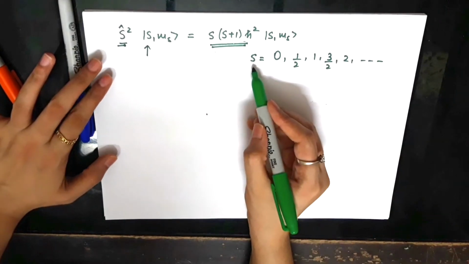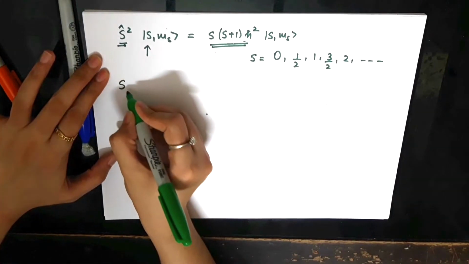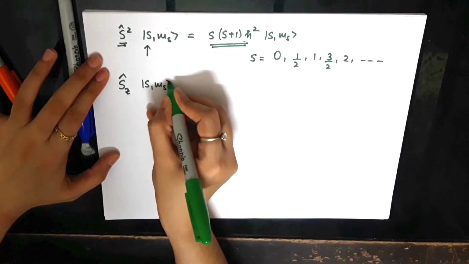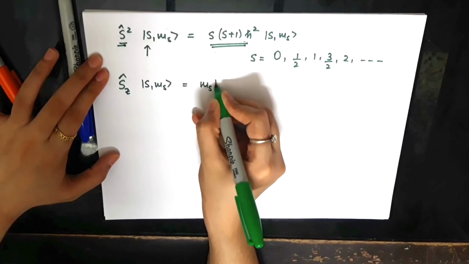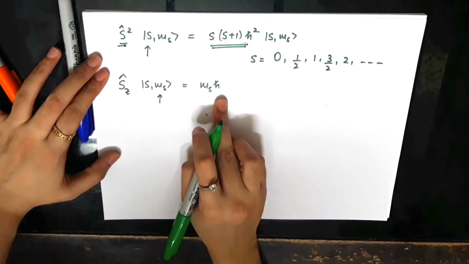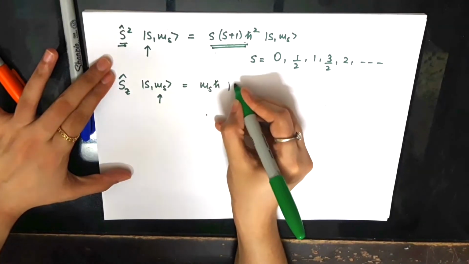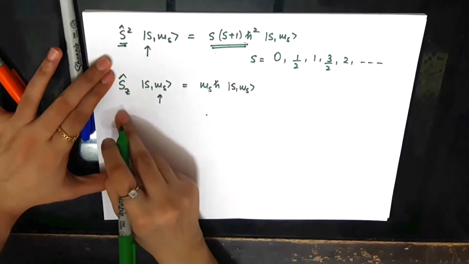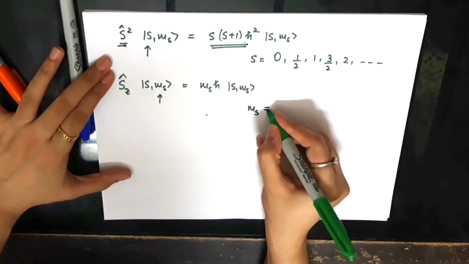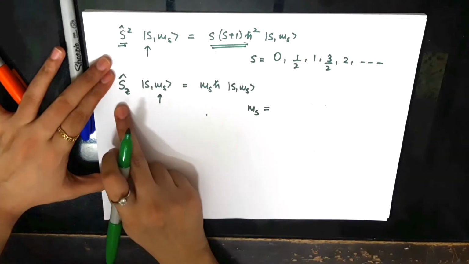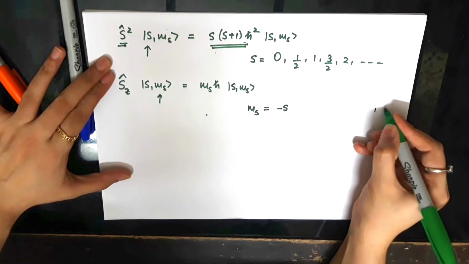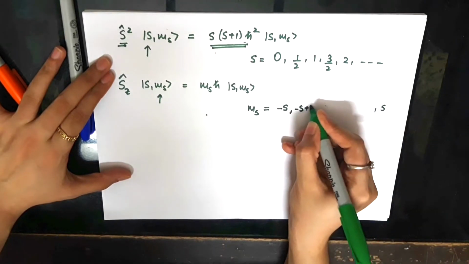Once you know the value of s for your particle, the action of the Sz operator on these simultaneous eigenvectors is given by ms h bar. So ms is not exactly the eigenvalue of Sz; ms multiplied by h bar is the eigenvalue of the Sz operator. And once you know the value of s, you can figure out what the Sz eigenvalue could be. That lies between minus s to plus s in steps of 1.